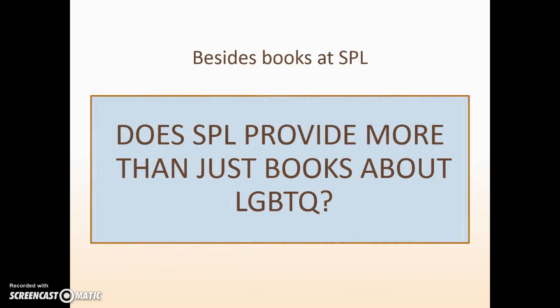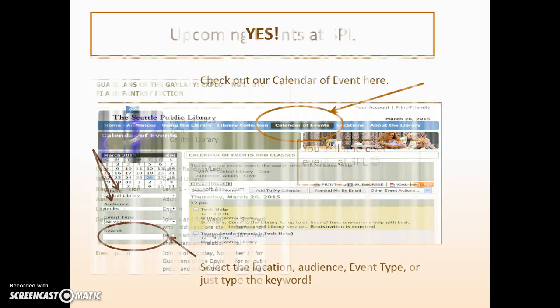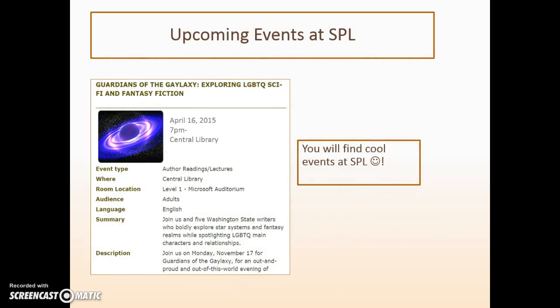Next is about besides items. Does SPL provide more than just books about LGBTQ? Yes! From our main page, you can go to Calendar of Events and then select the location, audience, event type, or just type a keyword search like LGBTQ under the search box. This is an example of our upcoming event with 5 Washington State writers and their science fiction and fantasy books with LGBTQ characters.